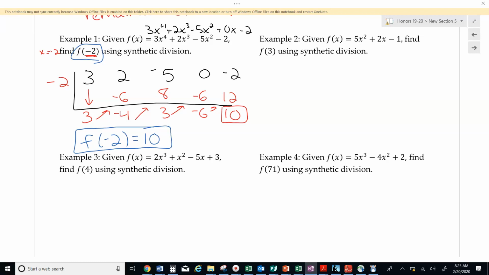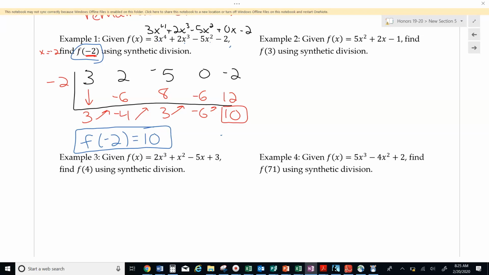I think this is a lot easier than trying to plug negative 2 in and figure out what it is, right? Negative 2 to the fourth and then times 3 and third, right? There's a lot more math, especially as things get bigger. Again, sometimes with these squares or cubes we can do those, but if I was thinking of much larger numbers, it's a lot easier just to do your synthetic division.